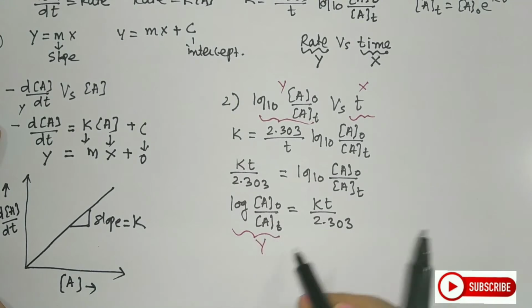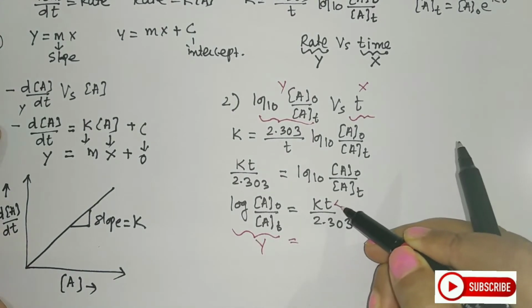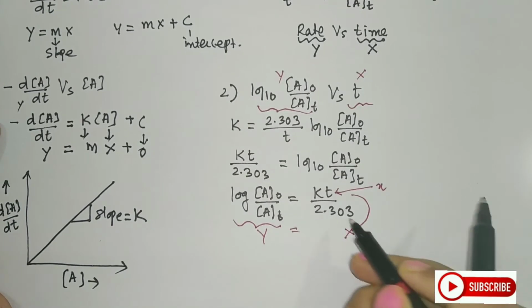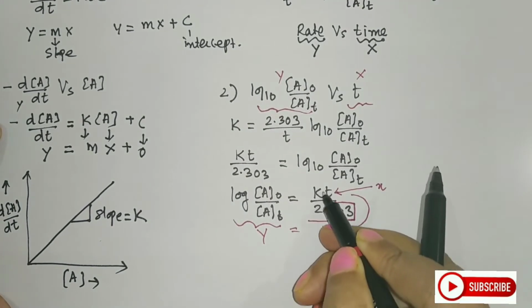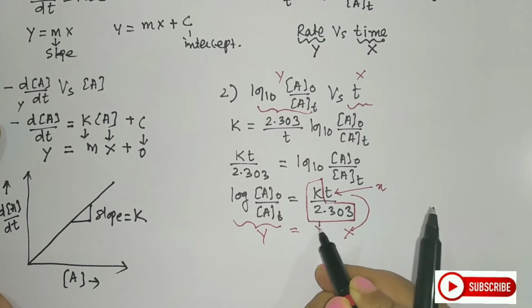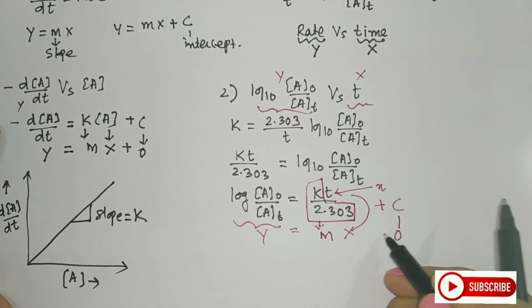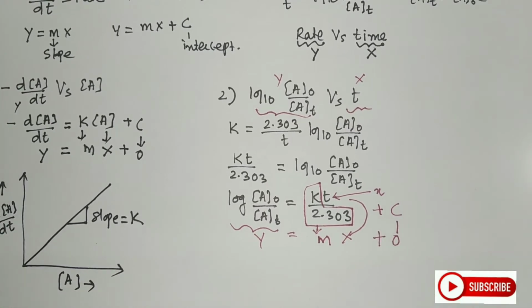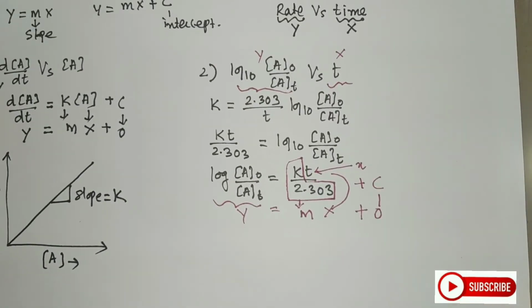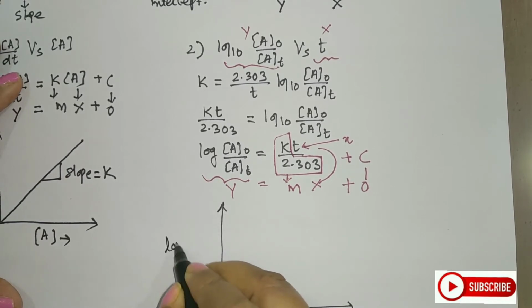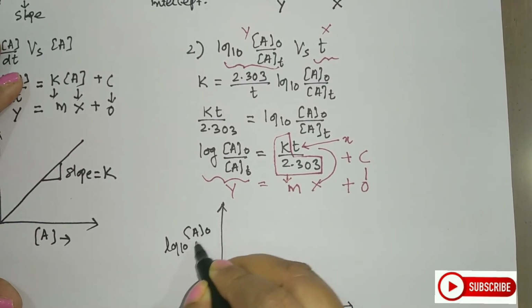This is y is equal to. Now I have this t here. This is the x-axis, so I will mark this here as x. Now what is left here is k upon 2.303. So this is your m. Is there any intercept here? There is no intercept. So the graph is y is equal to mx. So how will I plot the graph now? The graph will be, this will be your log to the base 10 of A0 by At.